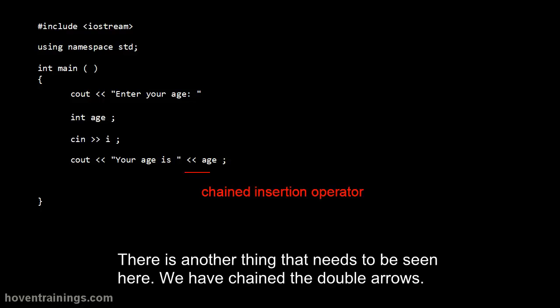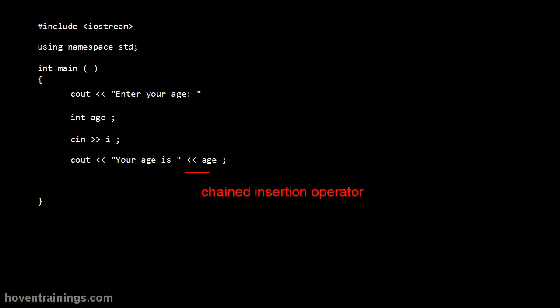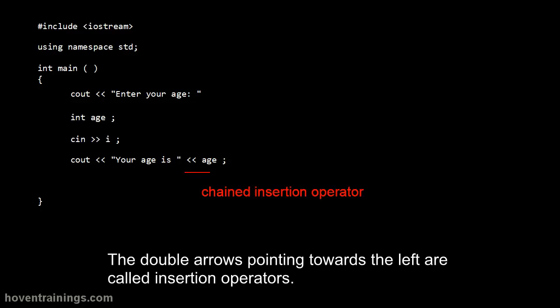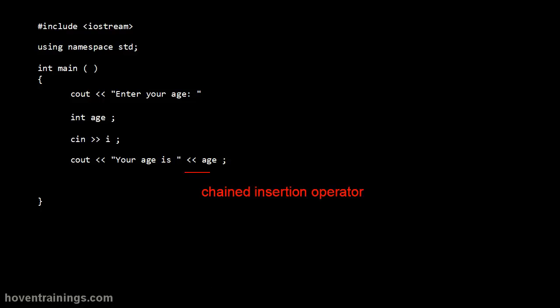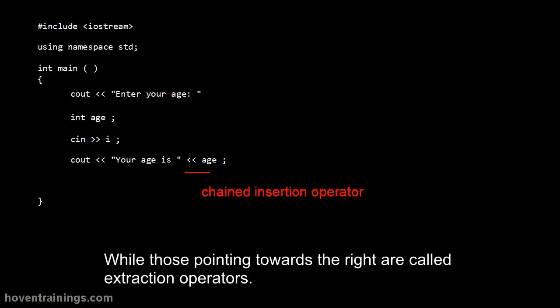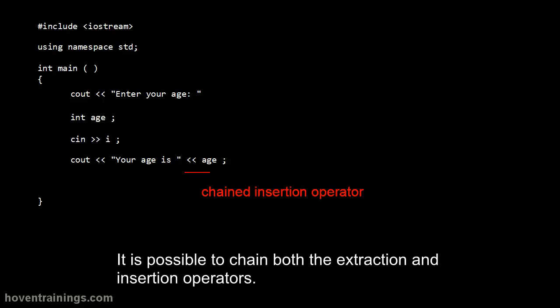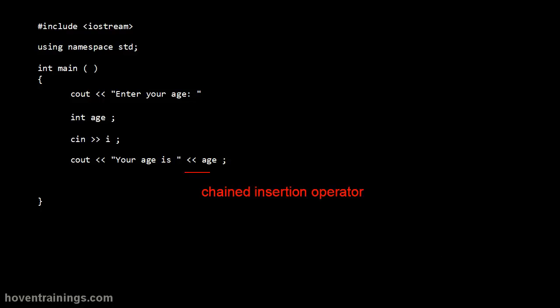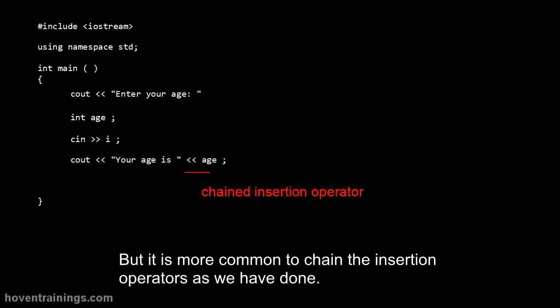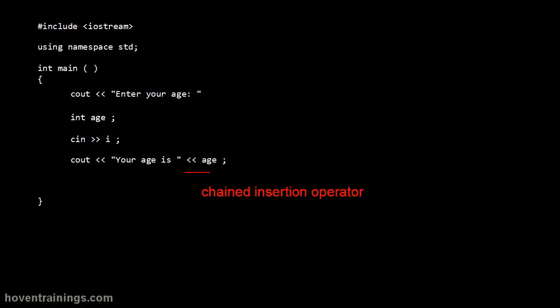There is another thing that needs to be seen here. We have chained the double arrows. The double arrows pointing towards the left are called insertion operators, while those pointing towards the right are called extraction operators. It is possible to chain both the extraction and insertion operators, but it is more common to chain the insertion operators as we have done.